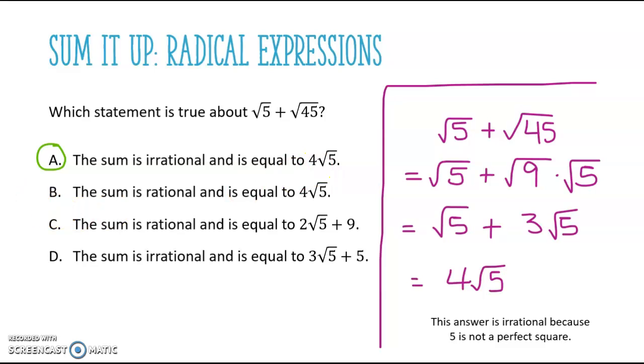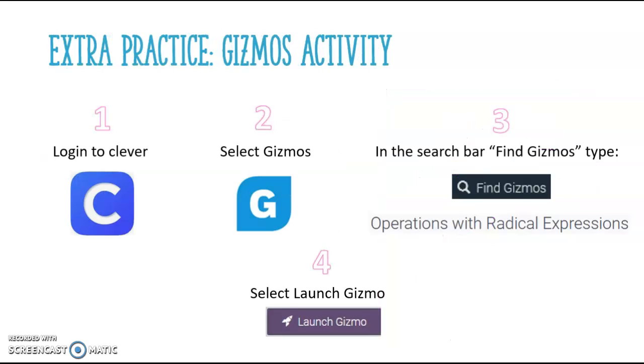The next thing for today's lesson is going to be some extra practice to kind of give you an idea of how to work with these things. We do have a Gizmos activity that I've assigned to you in Gizmos for you to find. So if you log into Clever, then select the Gizmos icon, it'll automatically sign you in. In the search bar where it says Find Gizmos, try typing operations with radical expressions and hit launch. It should be underneath your assignments tab, but if it's not, there's the long way of how to find the Gizmos for some extra practice.